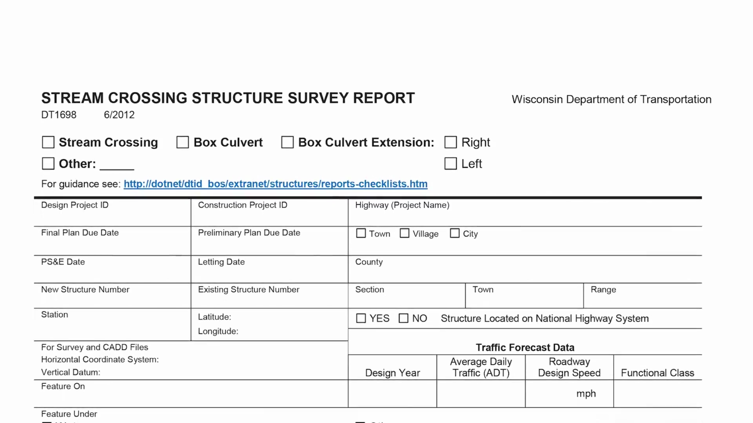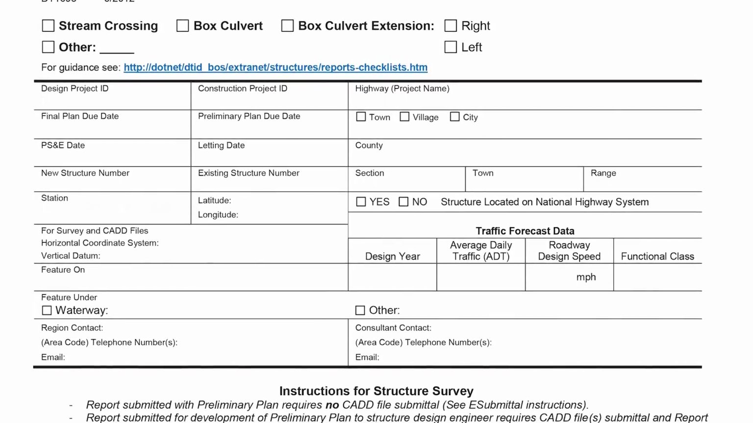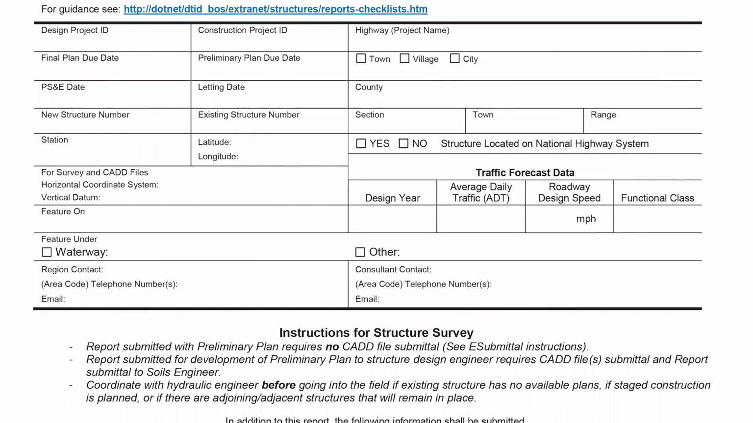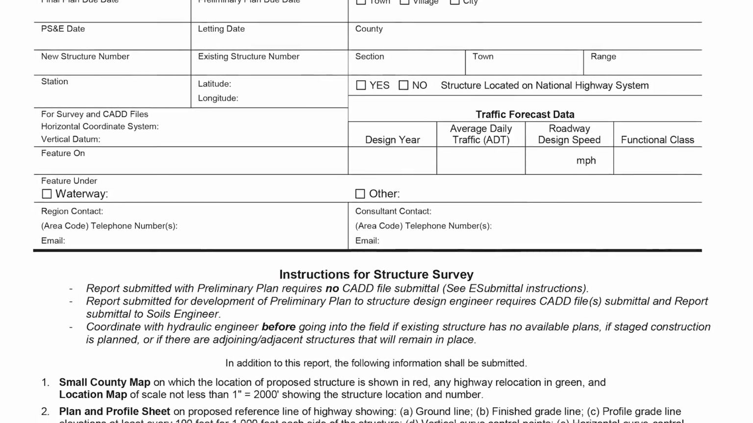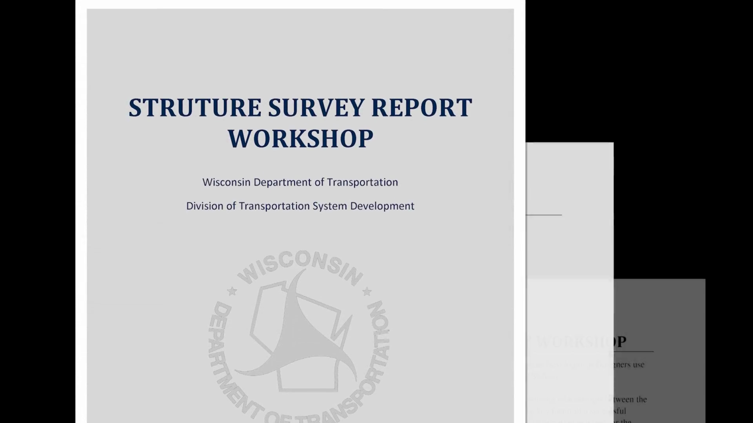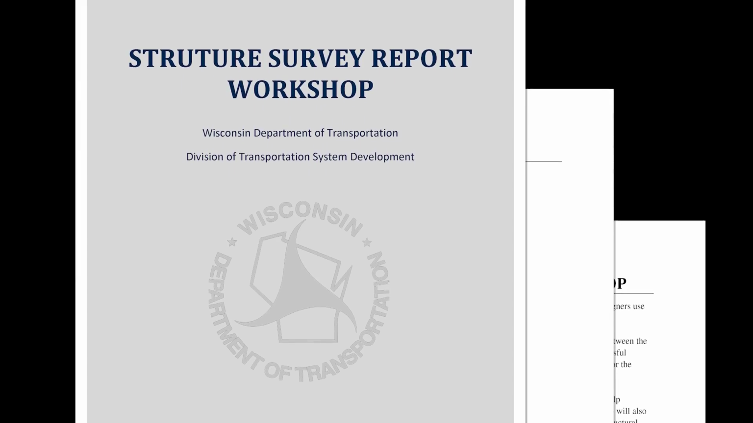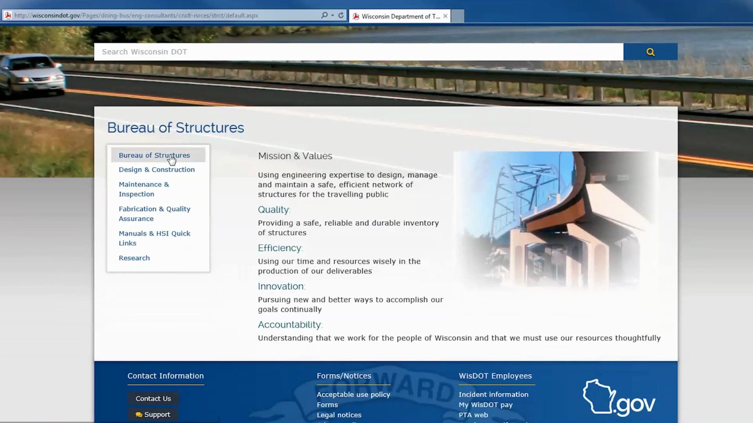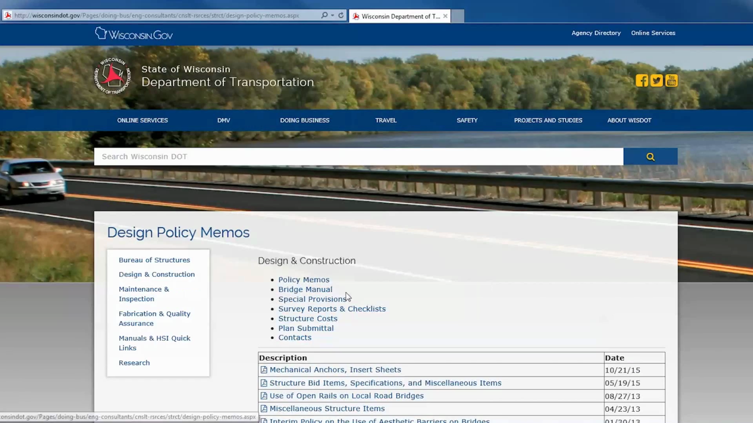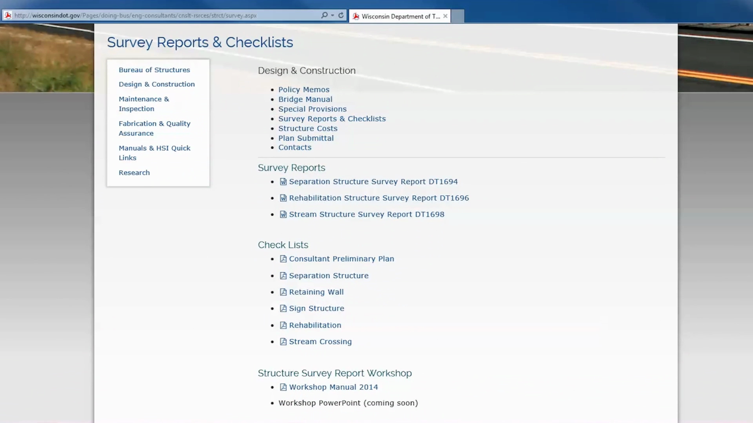This video module provides guidance on collecting survey data that will be used to fill out a Structure Survey Report, or SSR, form for any new or replacement stream crossing. The information to be covered is also available in the SSR manual, which can be found on the Bureau of Structures website. Survey-related supplemental materials requested for submittal with the SSR are also covered.